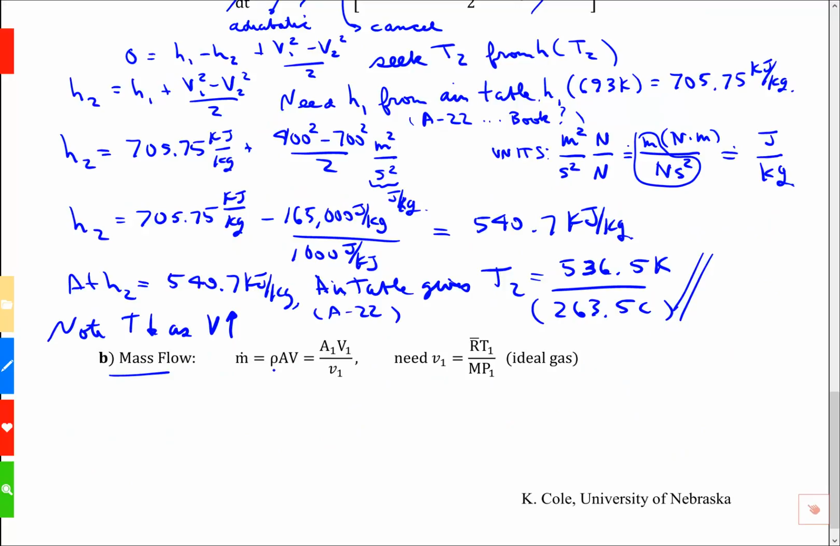Mass flow is density times cross-section area times velocity, but we are using air. We're going to say that the density is the same as 1 over the specific volume, and the specific volume is, from the gas law, gas constant, temperature, molecular weight, and pressure. So let's find that. Specific volume for the gas at state 1 is the one we know. Why am I going to use state 1? Well, we know the area at the inlet.